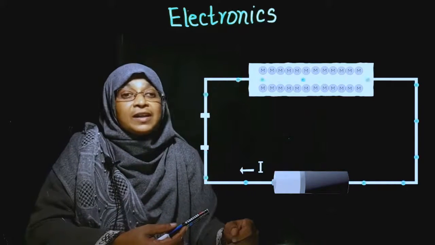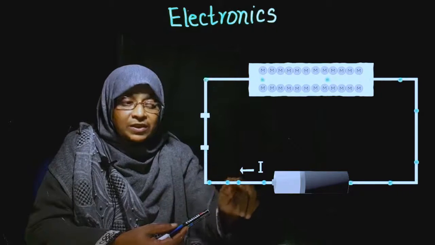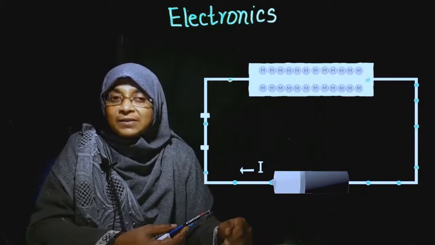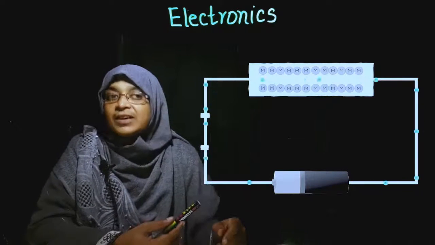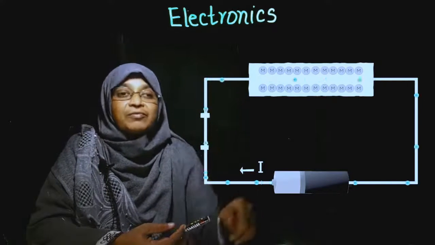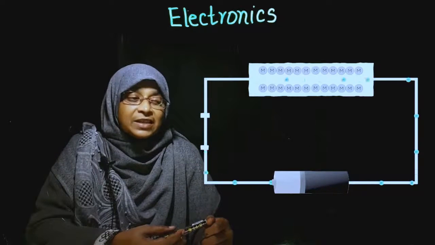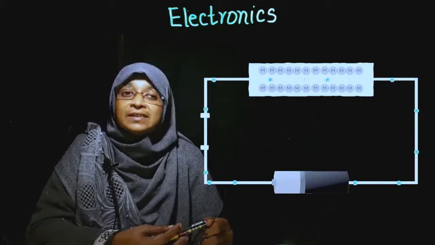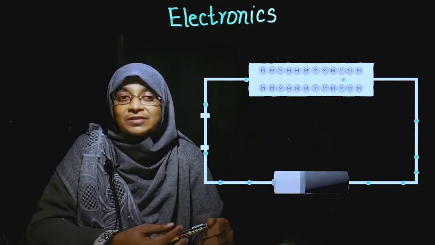So, the electricity flows from the positive terminal to the negative terminal in the circuit. So, we can understand the direction of electricity is opposite to the direction of electron movement. Then the direction of current flow is opposite to the movement of electrons.